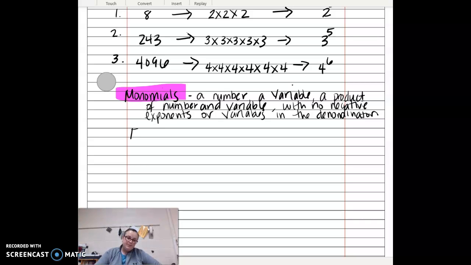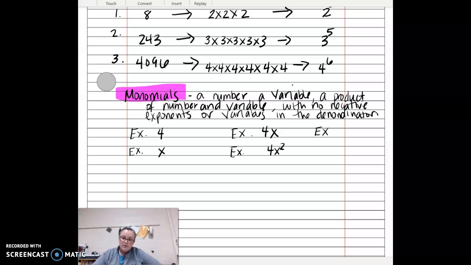So for example, the number 4 is a monomial. It is just a number. x is a monomial because it's a variable. 4x is a monomial because it's a product, 4 times x, a product of a number and a variable. 4x squared is a monomial because it's the product of numbers and variables.